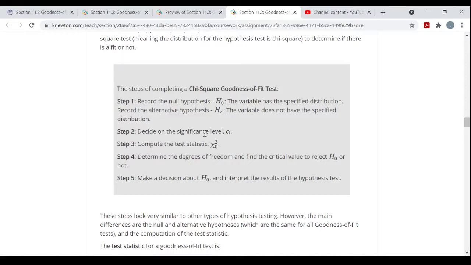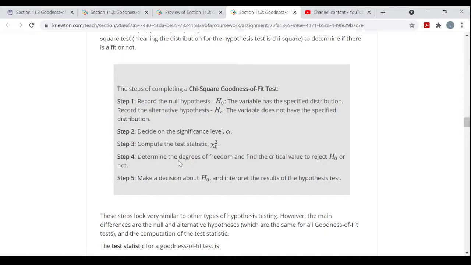Step 2 is decide on the significance level. What's the value of alpha? This comes up in every hypothesis test. Step 3, compute the test statistic, that chi-squared value. They're calling it chi-squared sub 0. And I'll refresh your memory as to how to calculate that.